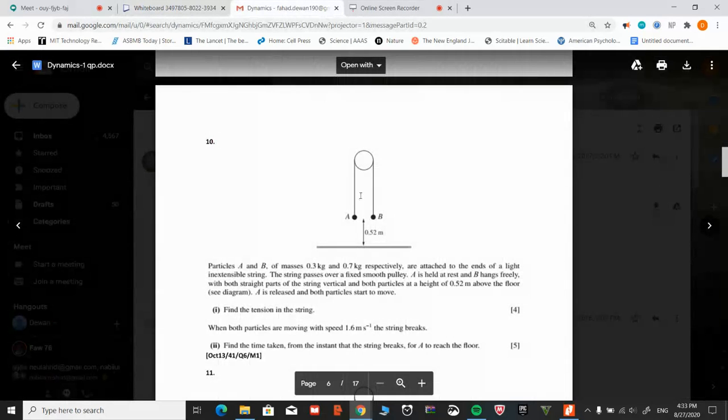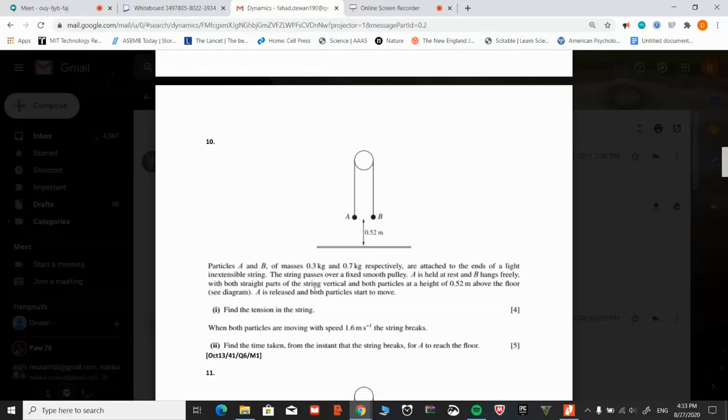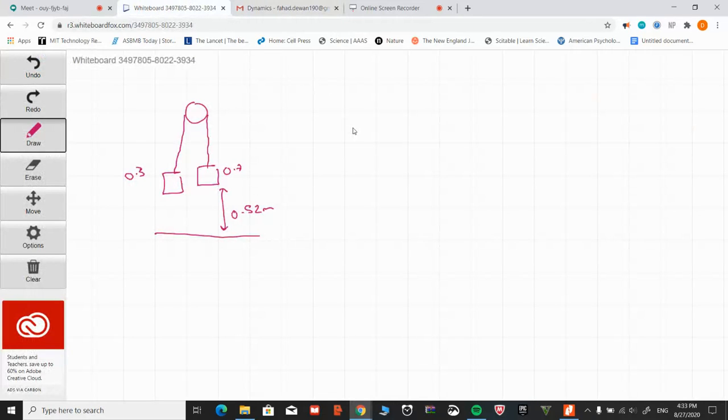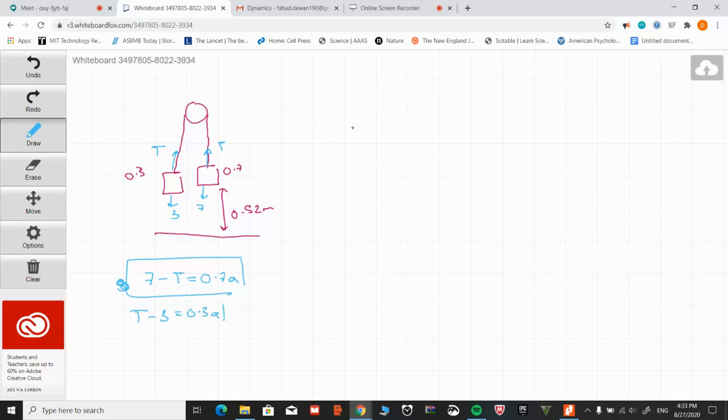First thing they ask is, well, everything's the same. Find the tension in the string, and along with tension, we have to find the acceleration obviously. So what do we do? Simultaneous equations. Let's draw the forces on the diagrams. 7 Newton, T Newton, 3 Newton, T Newton. Two equations. For the heavier particle, 7 minus T is equal to mass into acceleration. For the lighter particle, it's T minus 3 is equal to mass into acceleration.